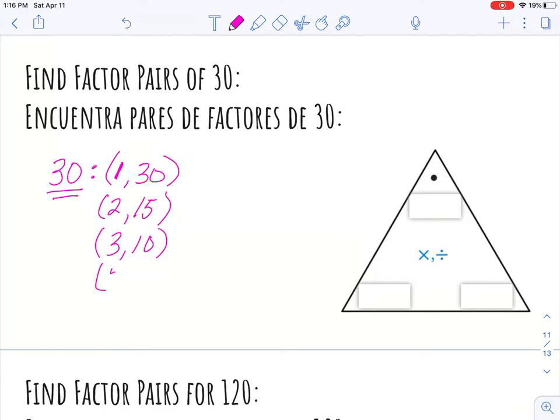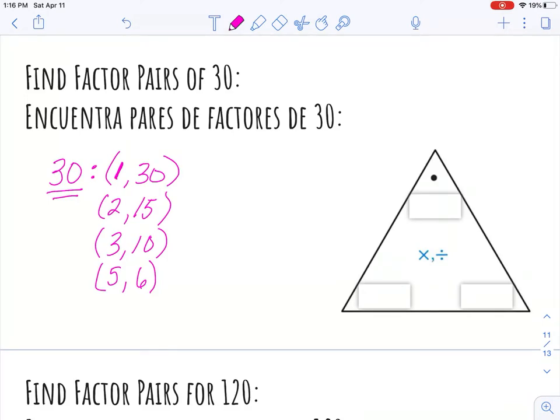Let's go to 5. I know to multiply by 5, my answer ends in a 5 or a 0. 30 ends in a 0, so I should get there when I count by 5s. 5, 10, 15, 20, 25, 30. That was a 6. 5 times 6 is 30.